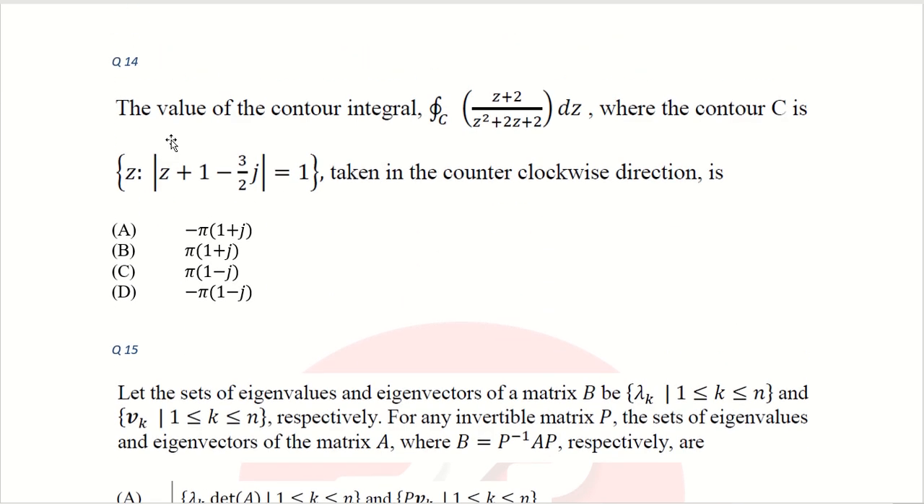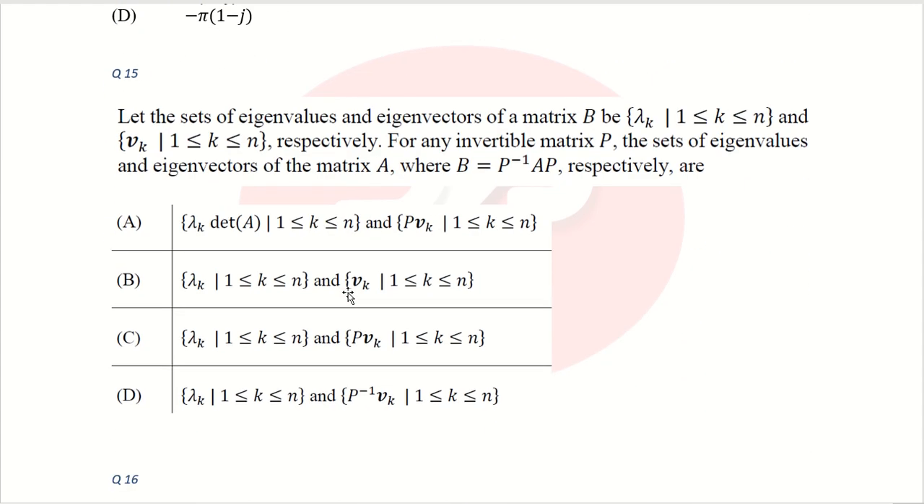Question number 14 is the value of this contour integral. So this contour integral comes up as option B, pi into 1 plus j. Okay, so pi into 1 plus j is the answer for this. Question number 15 is a question based on eigenvalues and eigenvectors of the matrices. So the option for this is option D.